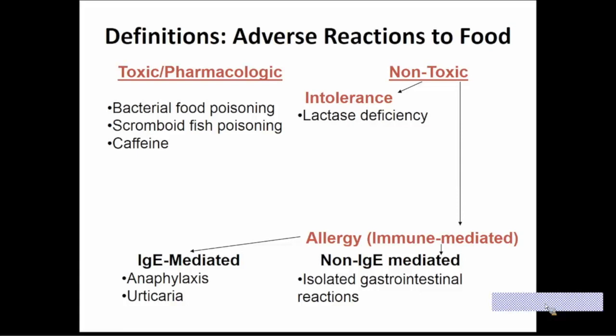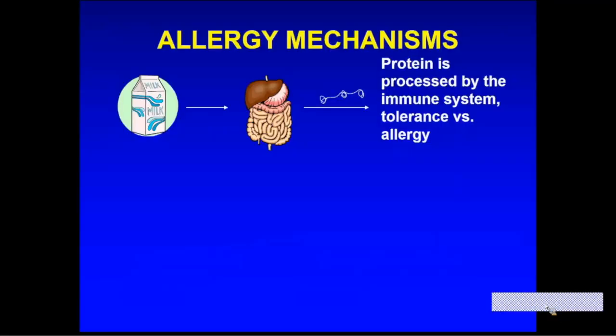Among the allergic responses, we divide the pathophysiology into IgE antibody-mediated reactions, which are typically quick in onset, the anaphylactic ones that we're familiar with, and then non-IgE or cell-mediated responses, which tend to be more chronic in nature and also include more of the gastrointestinal responses that we see.